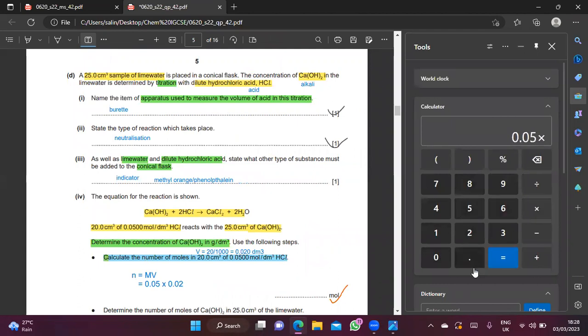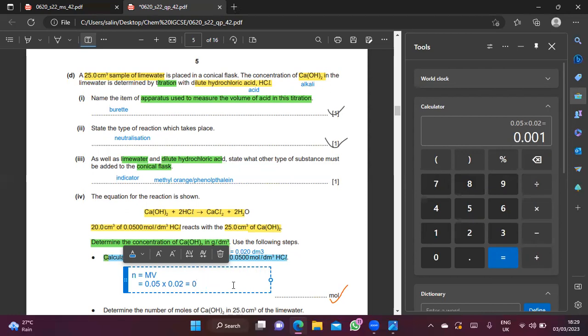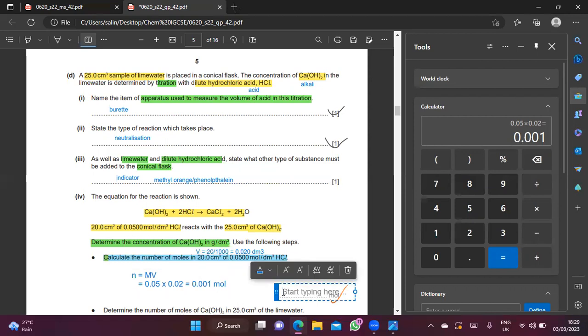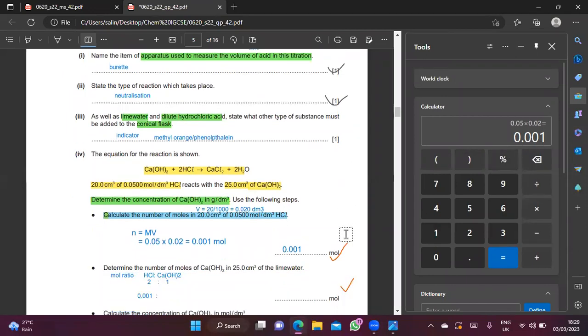0.05 times 0.02. Always check what you key in your calculator. Sometimes in the exam, because of anxiety, I don't know, you click the wrong number. Although you know what to do, you make a careless mistake. There you go. So the unit is small, so you just put your answer here, 0.001. Careful. Check.